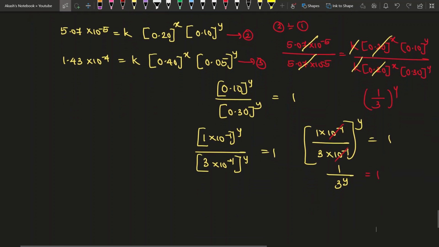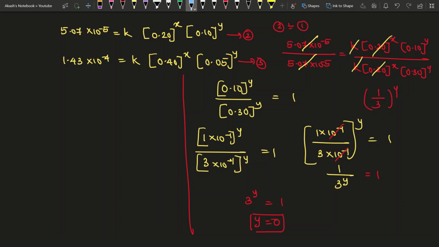If 1 by 3 raised to y equal to 1, you can write it as 3 raised to y equal to 1. Any number raised to 0 is equal to 1. Therefore, y will be equal to 0. That means here the value of y will be equal to 0. Understood? Fine. So if that particular data is given, we got the y value equal to 0.